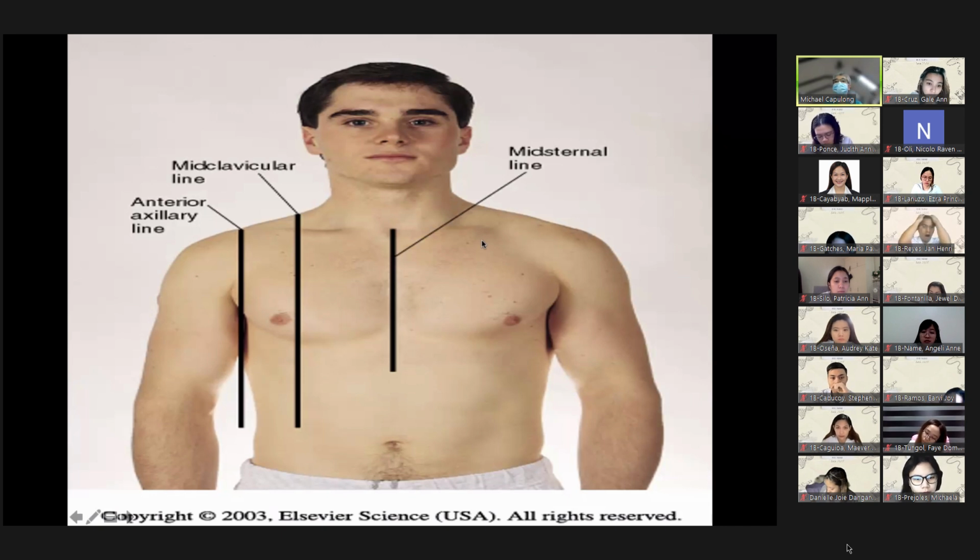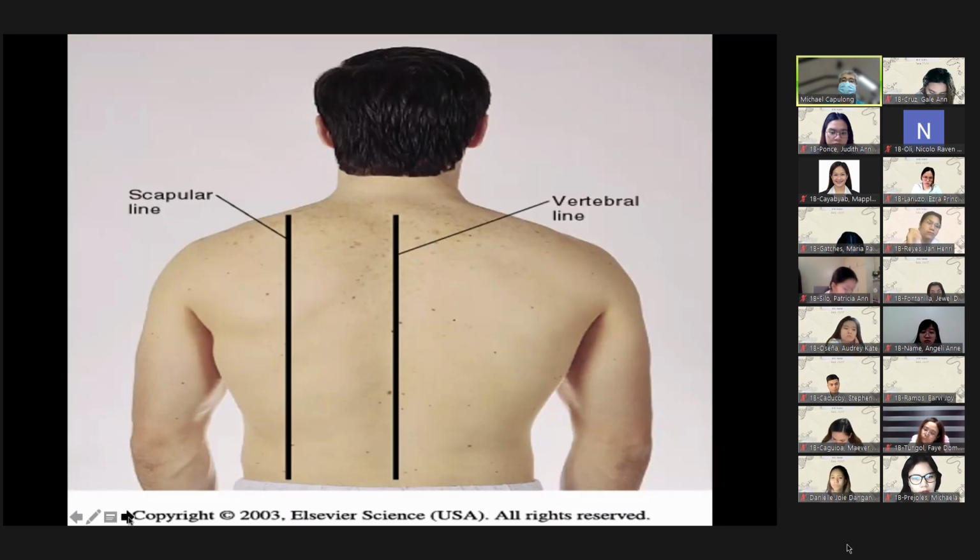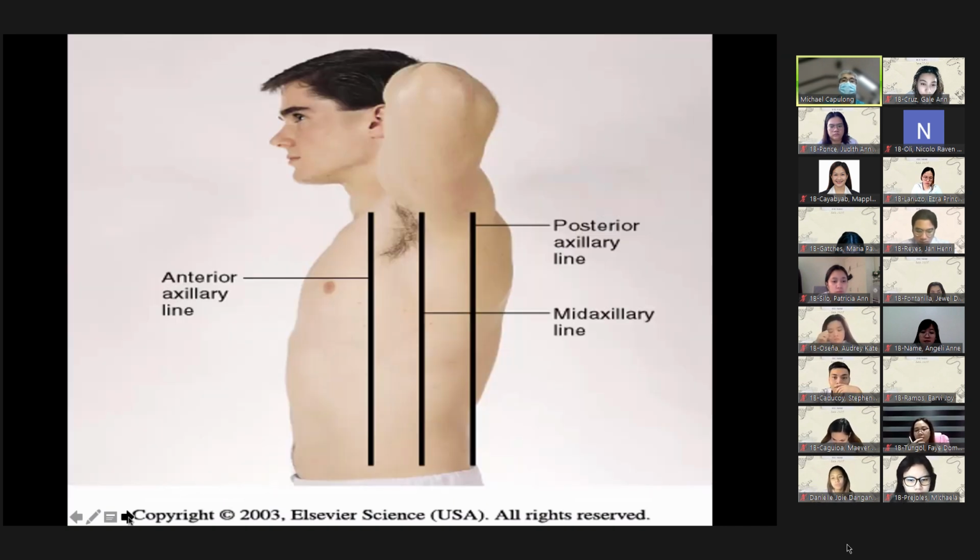Okay, putting it in the proper perspective, looking at it in a patient, these are your lines. So your mid-sternal line, your mid-clavicular line, you have here your anterior axillary line. At the back, this is the vertebral line and your scapular line. And on the lateral side, so dividing the axillary region into three.